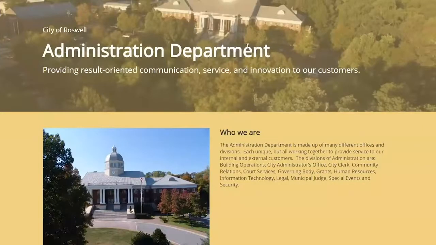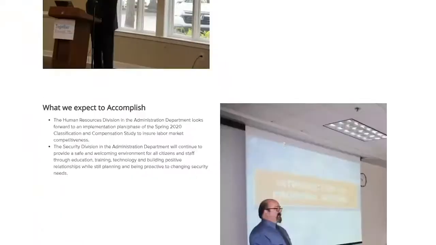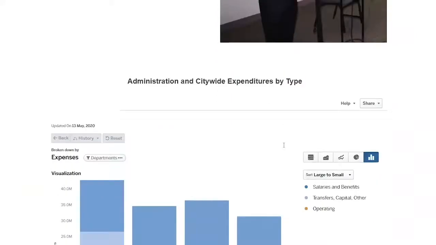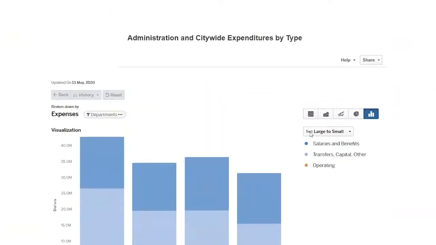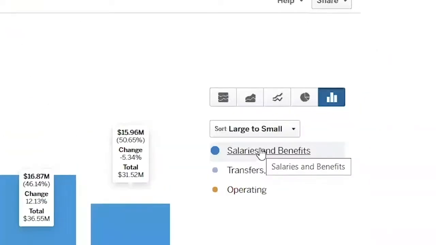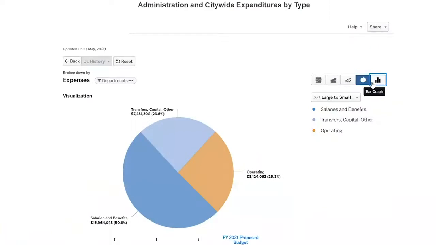This is one of our department pages as a sample. This is the department and their mission statement, and we have some description of who they are, opportunities and challenges, and what they expect to accomplish. Within here, we also have a chart on the salaries, that it has dropped 5%. You can see that in the chart itself as you scroll over it. You can also change it to a pie or a line.